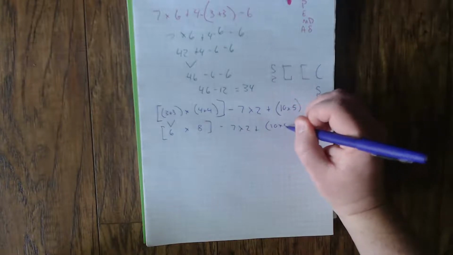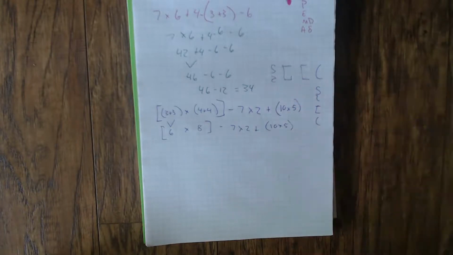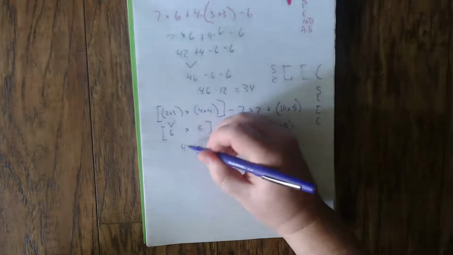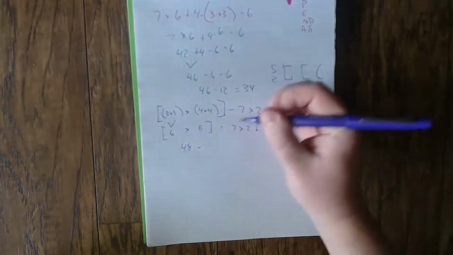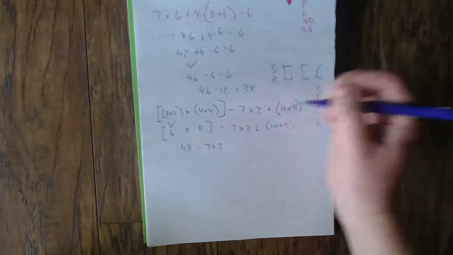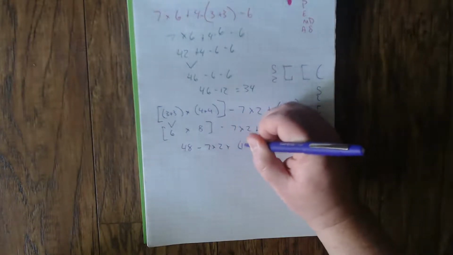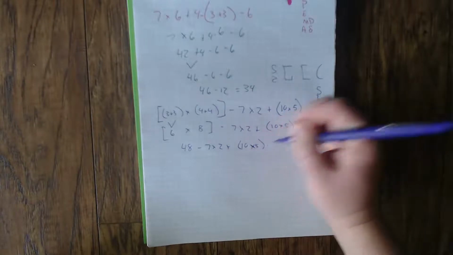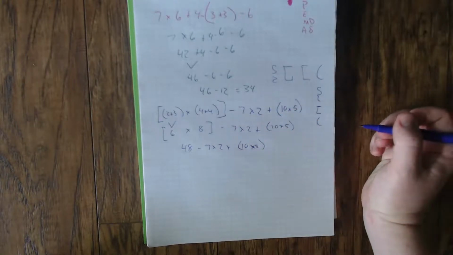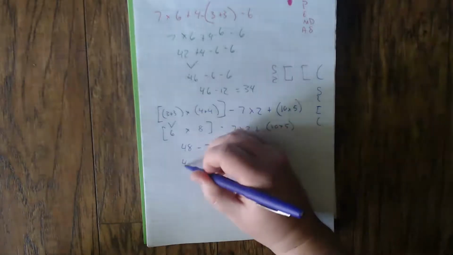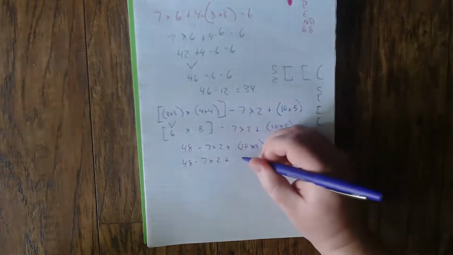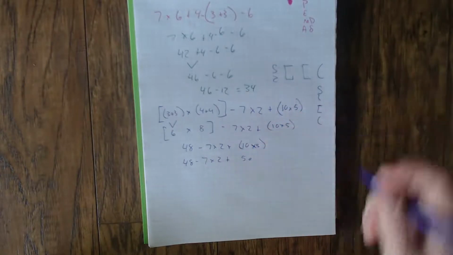Okay, so let's get our brackets out of here. 6 times 8 is 48. That is no longer in brackets. Minus 7 times 2 plus parenthesis 10 times 5. And now I've got this parenthesis over here. So let's get that out of the way. Let's do 48 minus 7 times 2 plus 50, because 5 times 10 is 50.